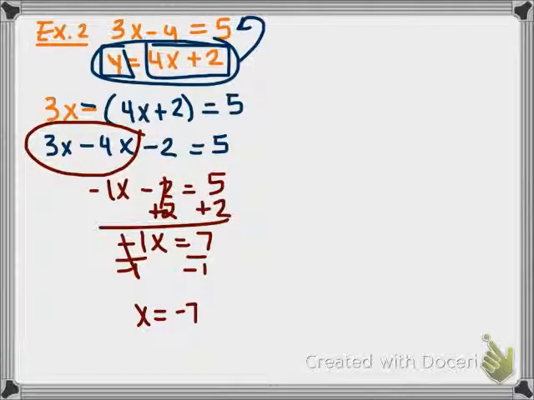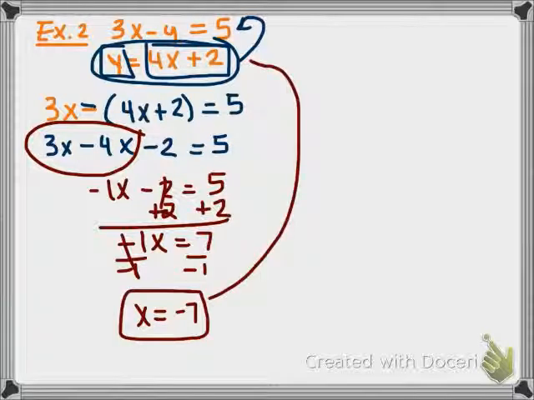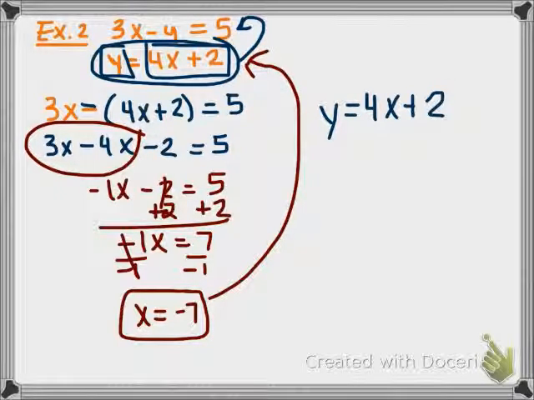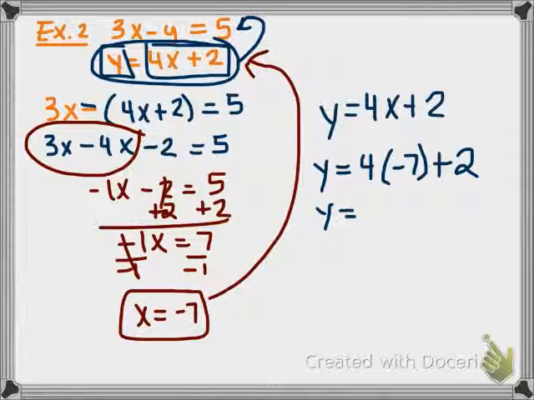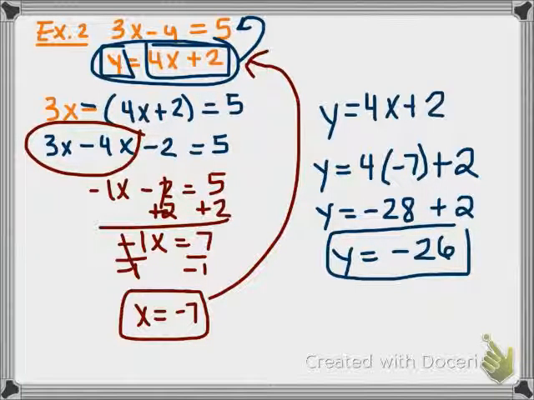So once you find one variable, you have to plug it into the other equation. The one that's in simplest form, which would be y equals 4x plus 2. Replace the x with a negative 7. So 4 times a negative 7 plus 2. So 4 times a negative 7 is negative 28, plus 2. That would give you a negative 26. Now those two answers together give you the solution to this system of linear equations, which would be negative 7, negative 26.